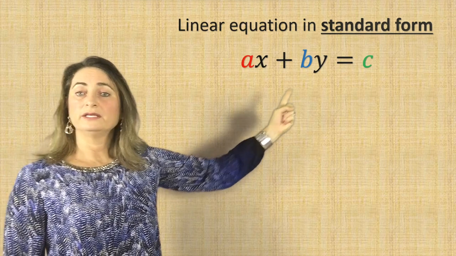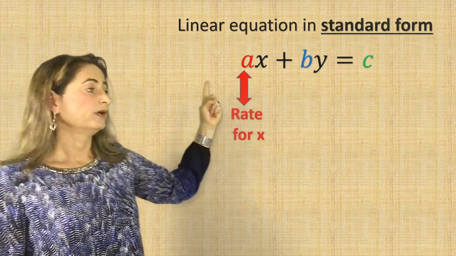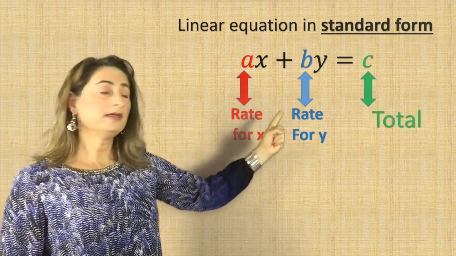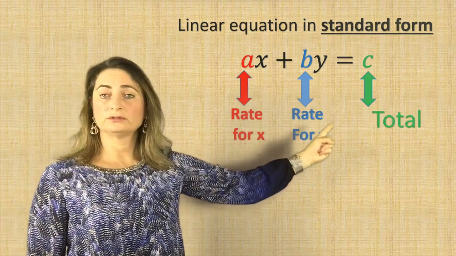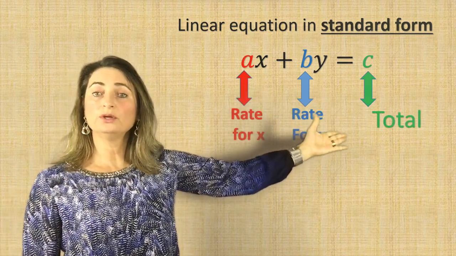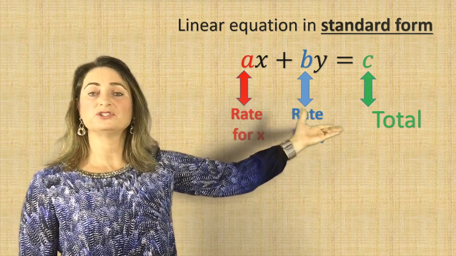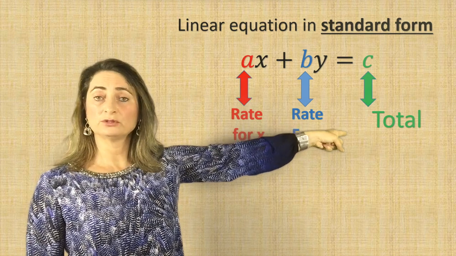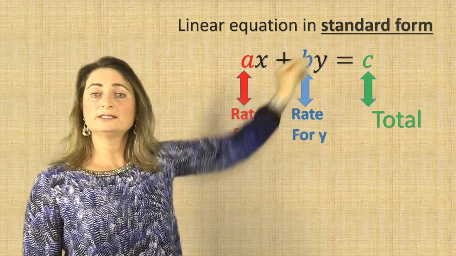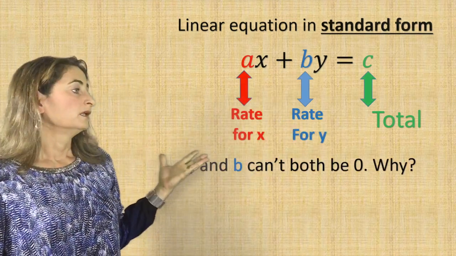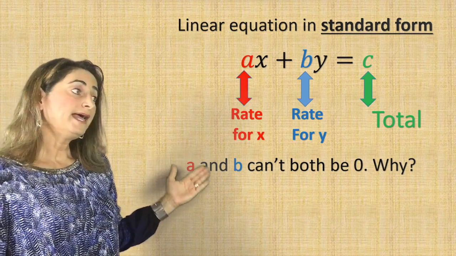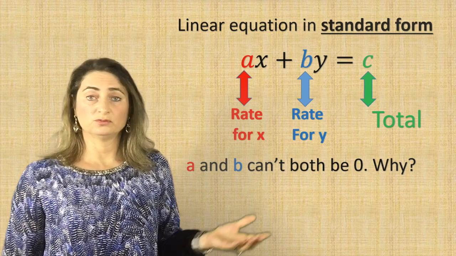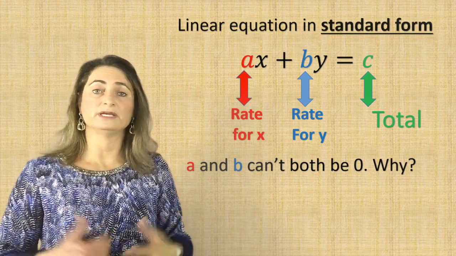ax plus by equals c, where a is the rate of change for x, b is the rate for y, and c is the total. And that's the clue to know if you need to write the equation in standard form or slope-intercept form. If you see a total, remember that it is in standard form. Now, as long as a and b cannot both be 0. So we can't have a as 0 or b as 0.